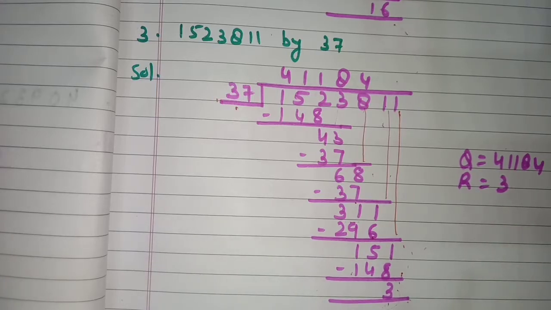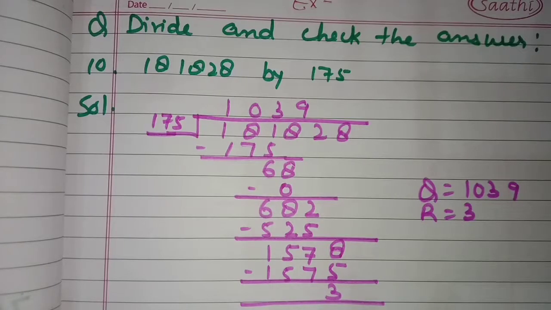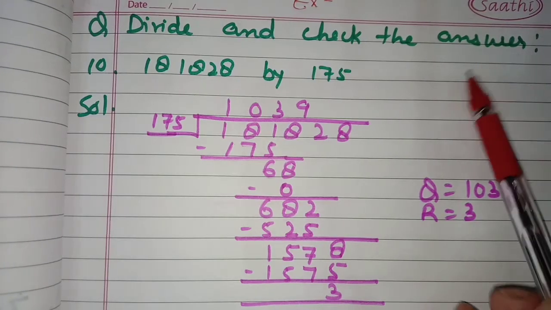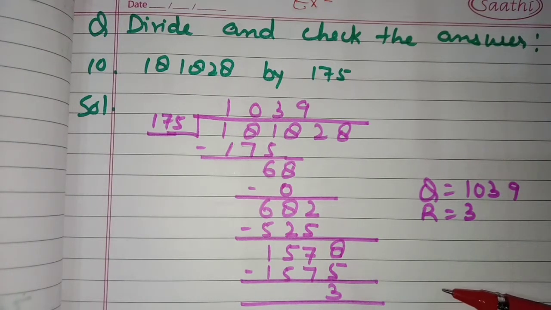And this is how you need to solve all the questions of this exercise. Now next is question number 10. Divide and check answer. First of all, we need to divide, then we will come to know what is the quotient and remainder, and after that we will check the answer.